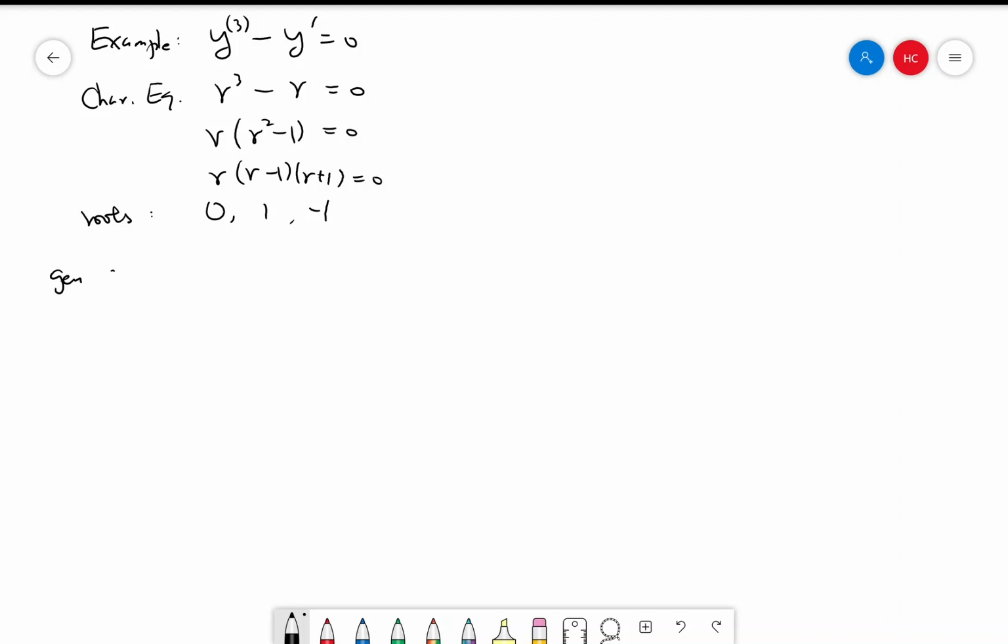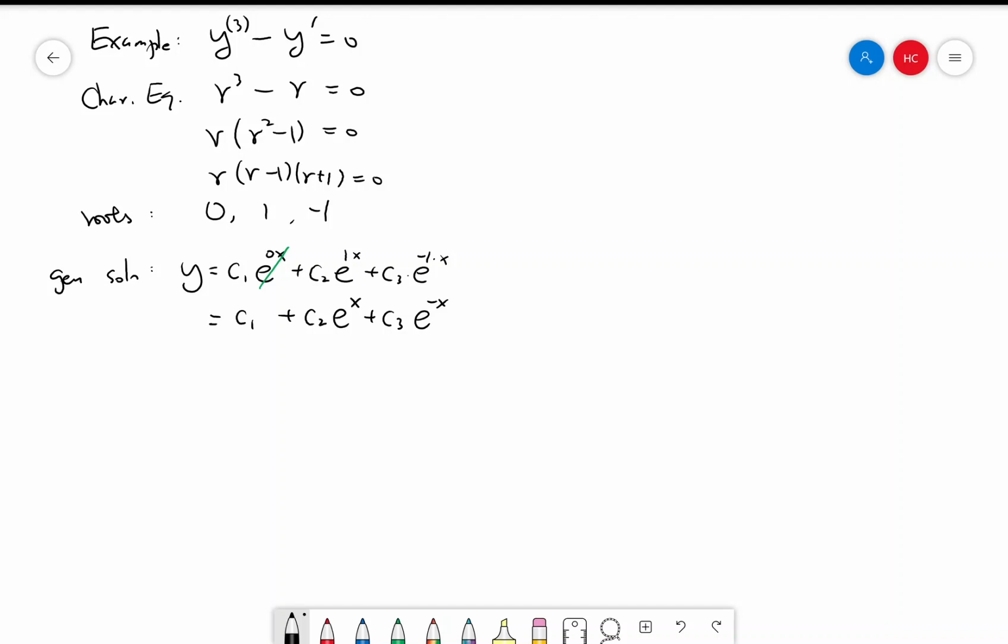So the general solution is of the form y equal to c1 times e to the 0x plus c2 times e to the 1x plus c3 times e to the negative 1 times x. Again, e to the 0x is 1. So the general solution is of the form y equal to c1 plus c2 times e to the x plus c3 times e to the negative x.